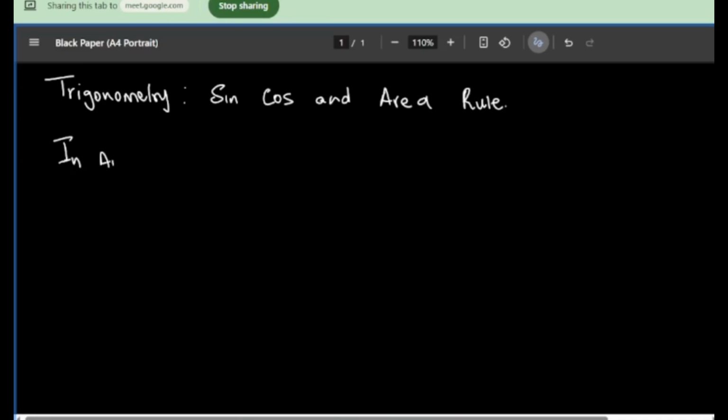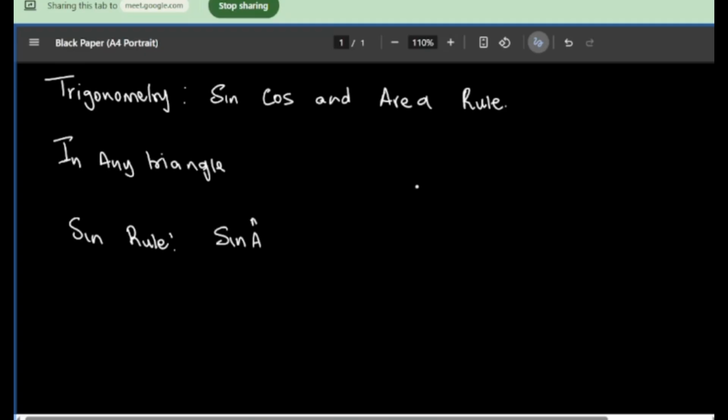In any triangle, we can use the following formulas. Okay? So, first things first, the sine rule. You need to understand how the sine rule works. Remember, we set the sine of angle A.